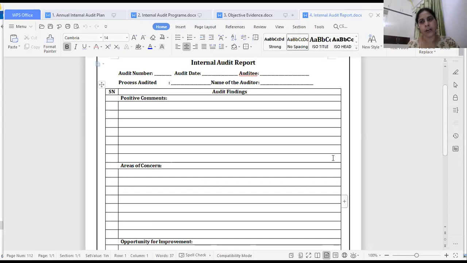Now what you are writing is your checkpoints. Analysis has to be done. Queries have to be raised to the process owner. And after the queries, you are analyzing and then you are reporting. And this is report only, not the conclusion.